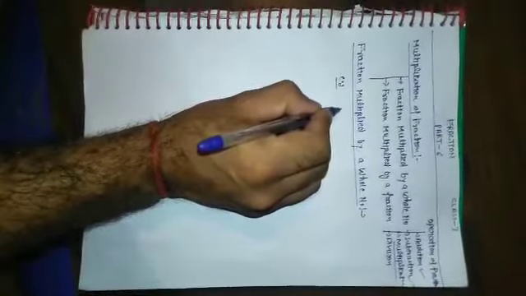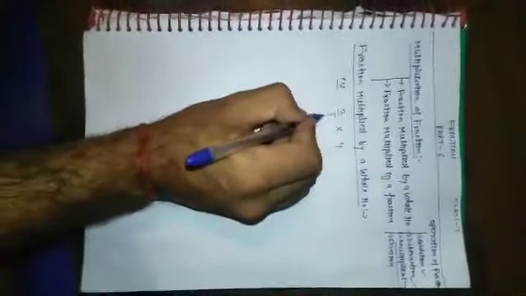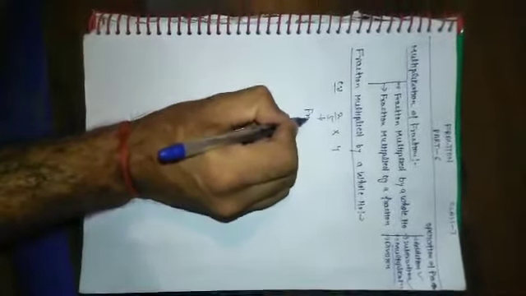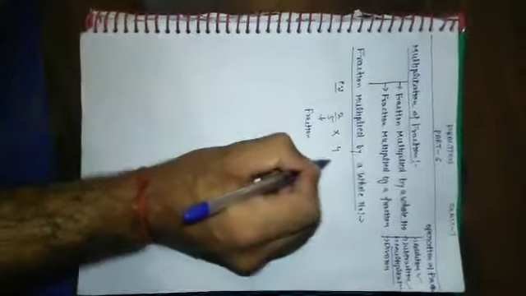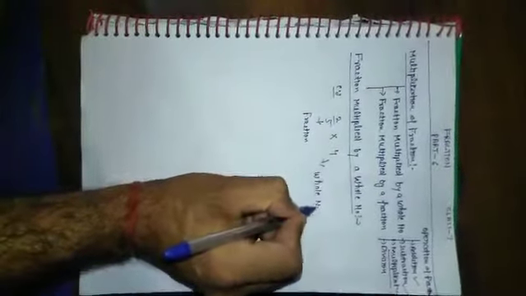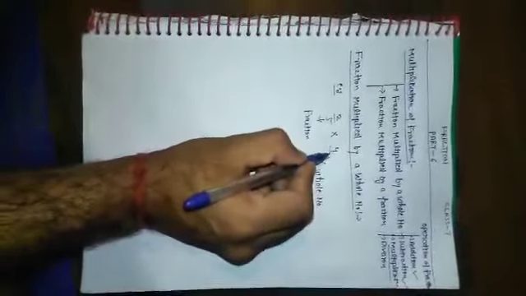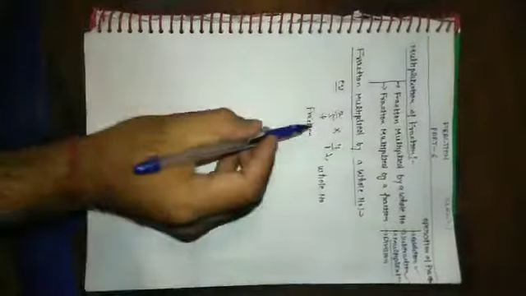In the example, we have a fraction 2 by 5 and this 4. Here you can see this is a fraction and this is a whole number. So we have to multiply a fraction by a whole number. How we can do this? You can see here no denominator is here. So if any number doesn't have any denominator, then its denominator will be 1.